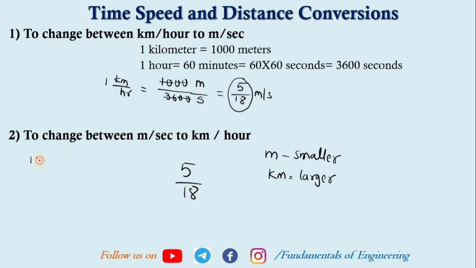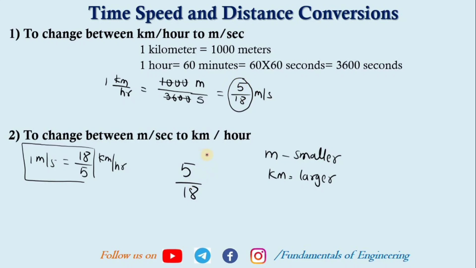So 1 meter per second, if you want to convert into kilometer per hour, then that ratio should be 18 divided by 5. We have to remember that if a smaller quantity is converted into a larger one, the numerator should be larger, meaning the numerator should be 18. And if a larger quantity, kilometer, is converted into a smaller one, meter, the numerator should be the smaller one, that is 5.